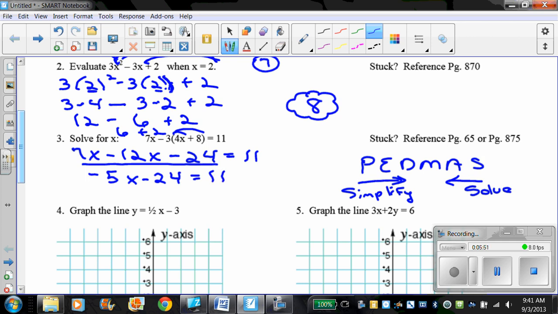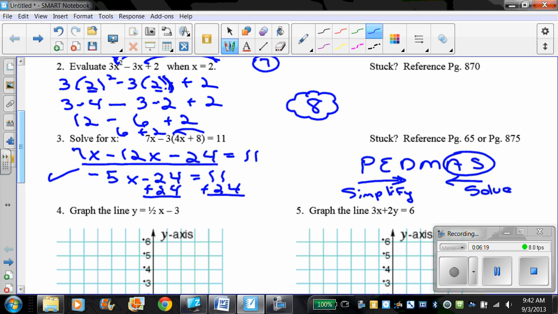Now this is where I was saying, once you start moving stuff across the equal sign, that's when you're doing your order of operations backwards. So far all we've done is simplify. We're using the order of operations. This left-hand side we've simplified to this right here. Now we need to solve it. So we're going to undo your addition and subtraction. So I can add 24 to both sides to undo that subtraction.